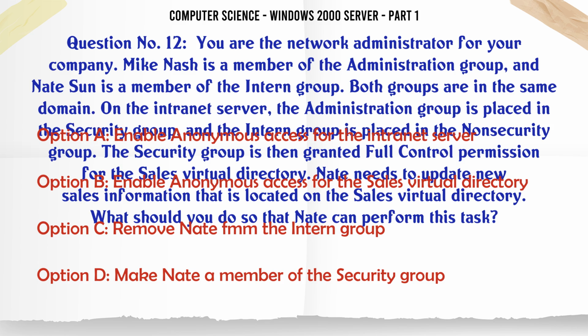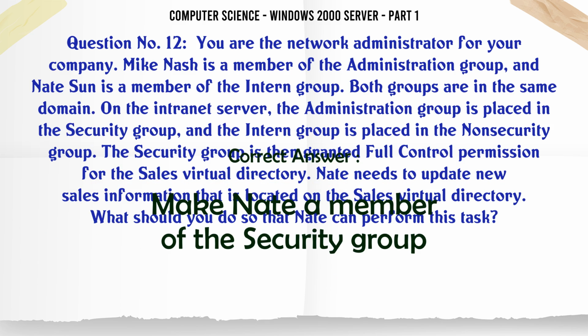Nate needs to update new sales information that is located on the sales virtual directory. What should you do so that Nate can perform this task? A. Enable anonymous access for the intranet server. B. Enable anonymous access for the sales virtual directory. C. Remove Nate from the intern group. D. Make Nate a member of the security group. The correct answer is: make Nate a member of the security group.